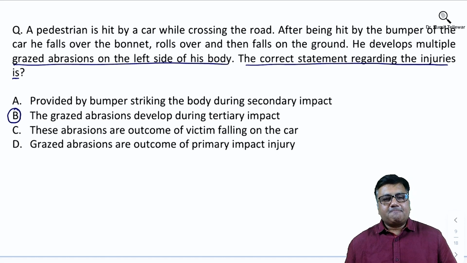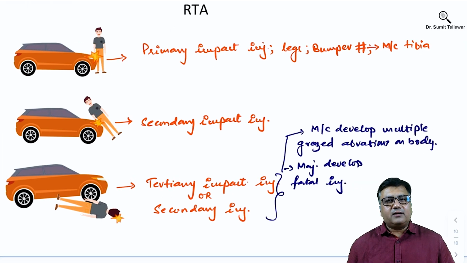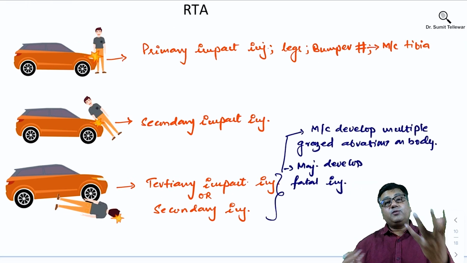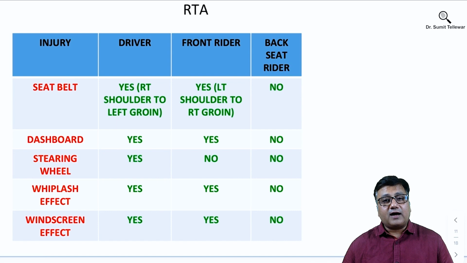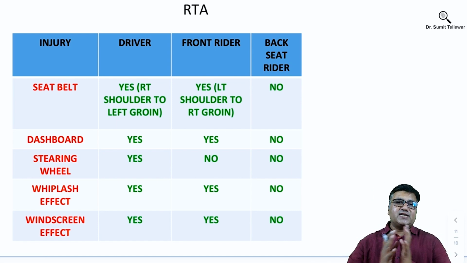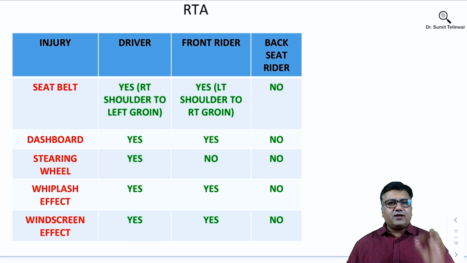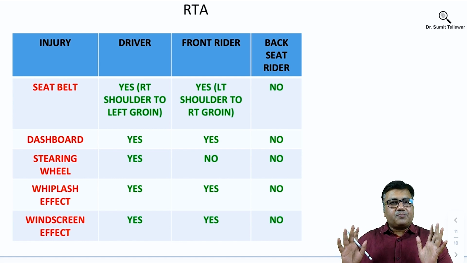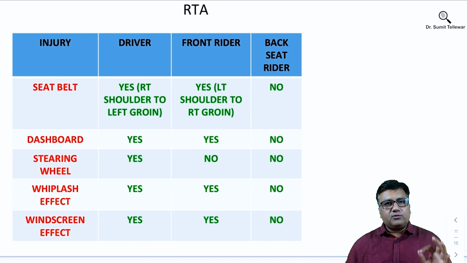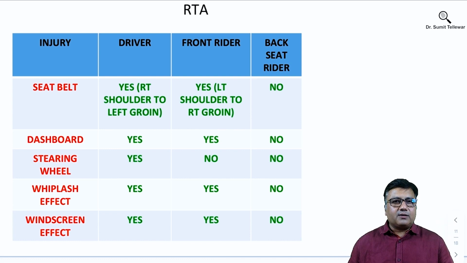Okay, let's now move on and see what else we want to see in the situation of RTA. There is a very important table that you should remember. This question hasn't been asked for some time now in examination, but it's a very important aspect of forensic identification in the post-mortem time period. See, in the previous question we talked about a pedestrian being hit by a moving vehicle.